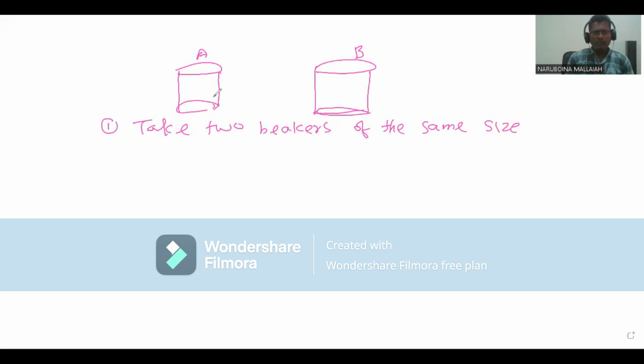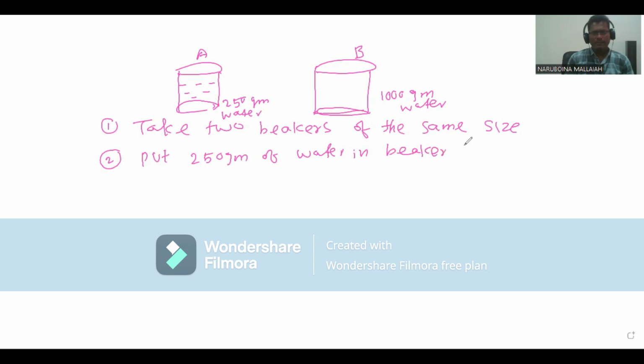Put 250 grams of water in the first beaker, beaker A, and 1000 grams of water in the second beaker, beaker B.